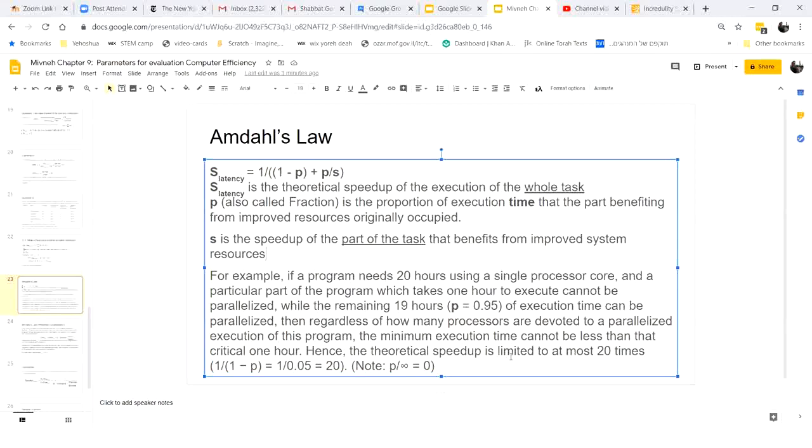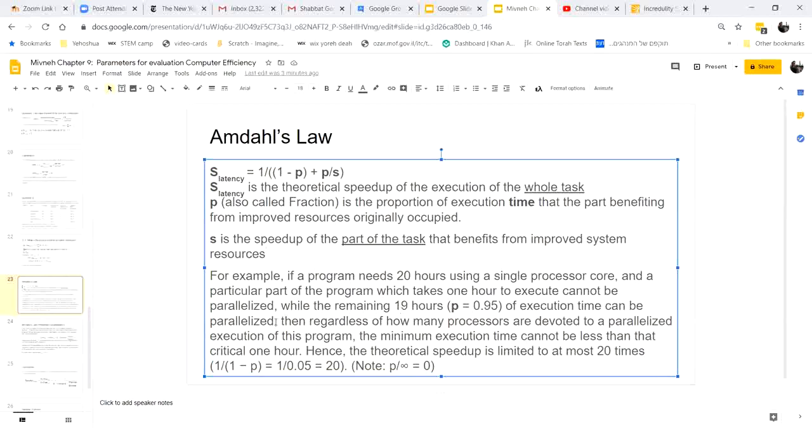So the theoretical speed up is limited to at most 20 times, we can say. In other words, if 19 hours can be parallelized, then at best I could do it 20 times faster. Why 20 times faster? Because in a given 20-hour period, now I can do the task 20 times, as opposed to only once before. Is that clear? Questions?